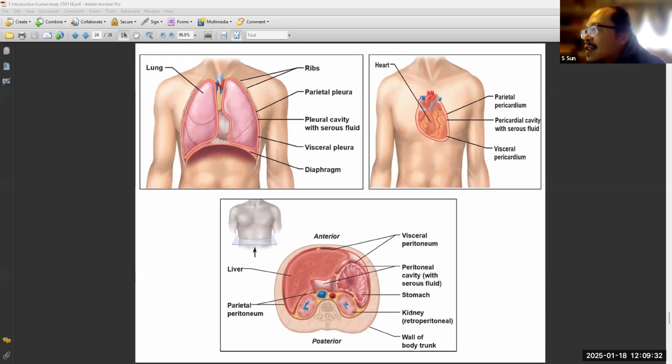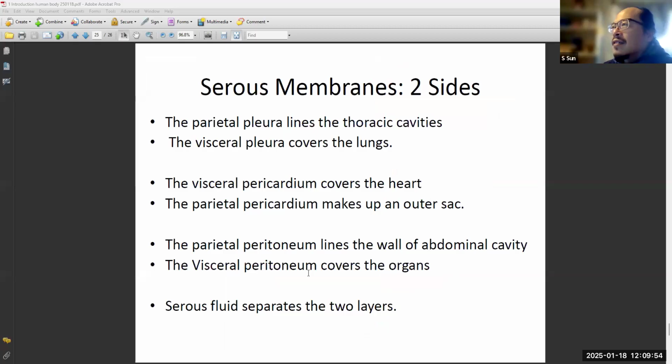Stomach is here. Two kidneys are located closer to the posterior portion of your abdominal cavity, the wall of your body trunk. Liver is right here, a very big organ. So we talked about this. Each membrane has two sides, visceral and parietal, and between these we have the serous fluid.